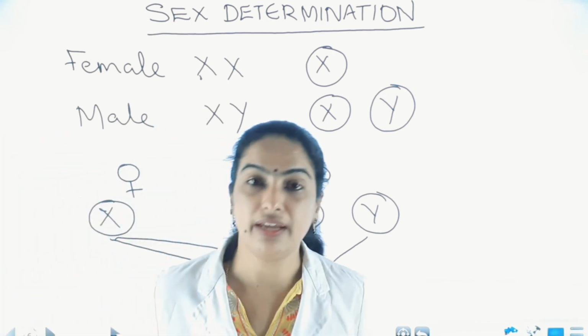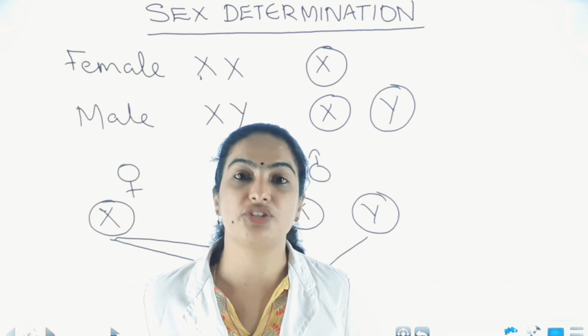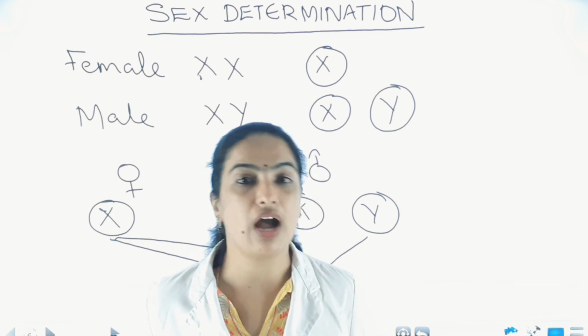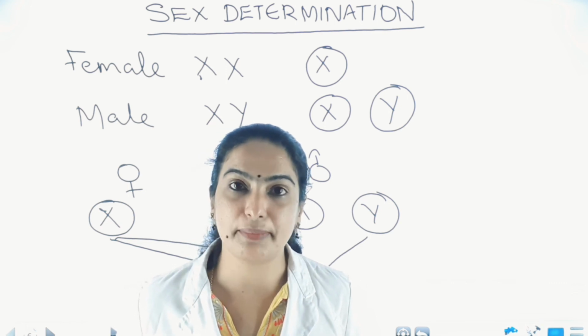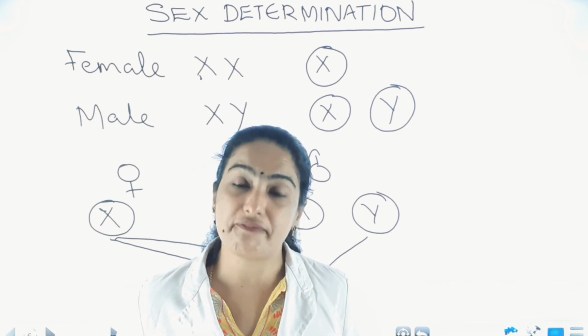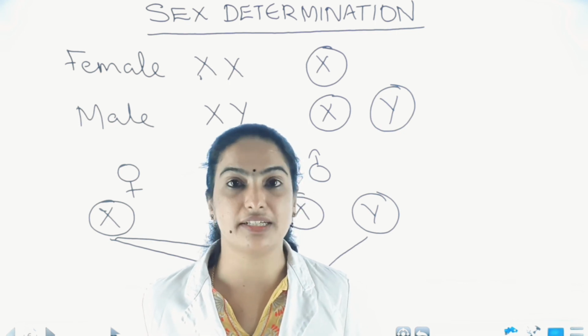So we can say the sex of a child is determined by what the child inherits from the father, not from the mother. Is it clear about sex determination? Hope you understood everything about fertilization, implantation and sex determination.